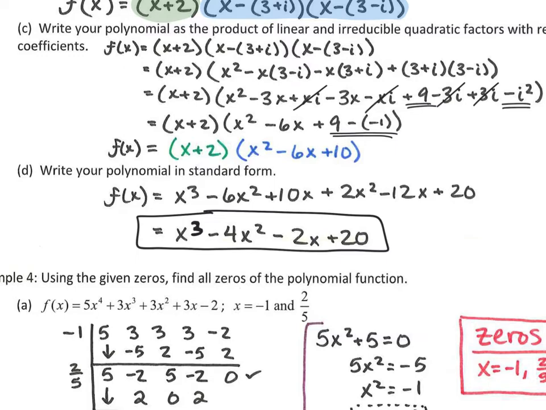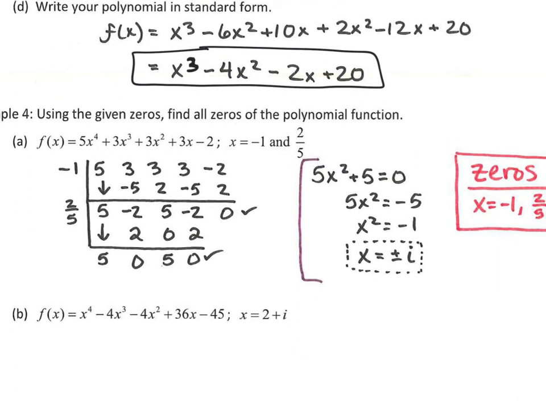Now, the next type of question that we can be asked about is to find all the zeros of a polynomial function. Last time, you would have stopped right here after this step because we didn't know about the complex stuff. It's not that many more steps, just a little bit more work to do. So for number A, they gave us this polynomial and they gave us 2 zeros to start with. They gave us that x is equal to negative 1 and 2/5. So we don't have to do the p's and q's stuff because they gave me numbers to start with.